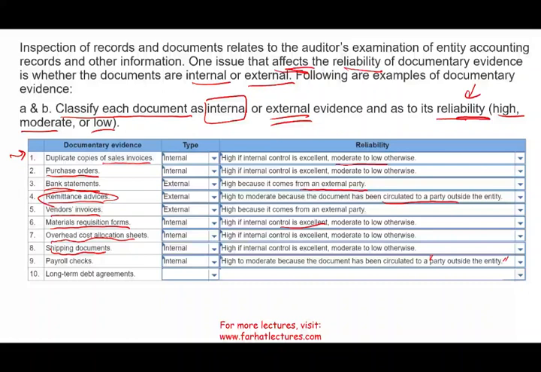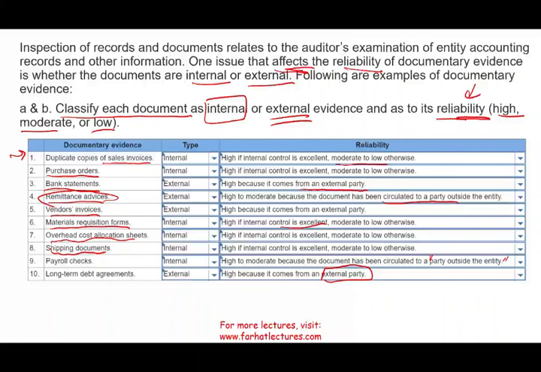If you are inspecting a long-term debt agreement, well, who issued the long-term debt agreement? The lender, the bank. Okay, so that's an external document. Well, what happens with external documents? Usually they have high reliability because they come from an external party. Same thing though, even with a loan agreement, you have to make sure that this is indeed a loan agreement. There are other ways to verify, but this is not what we are dealing with here.